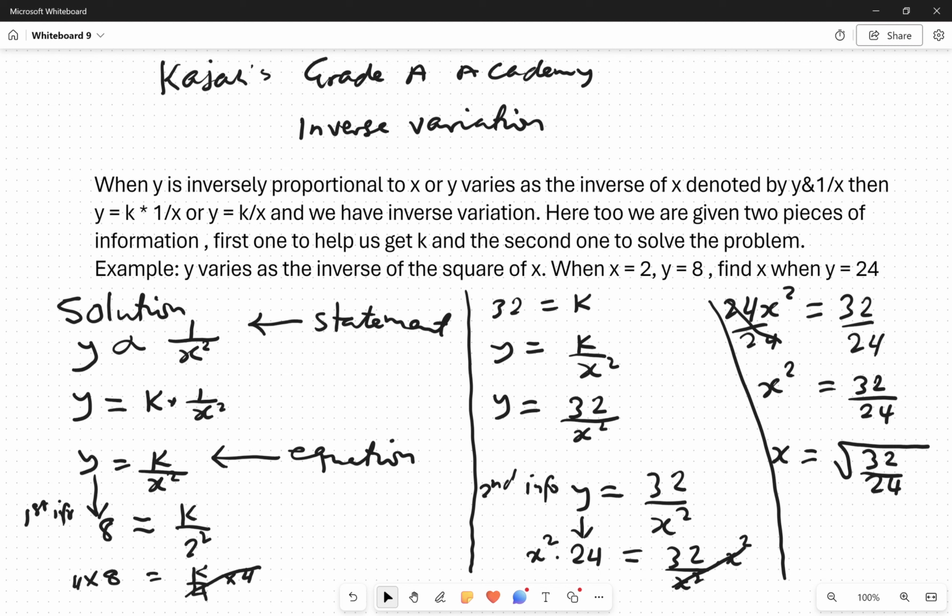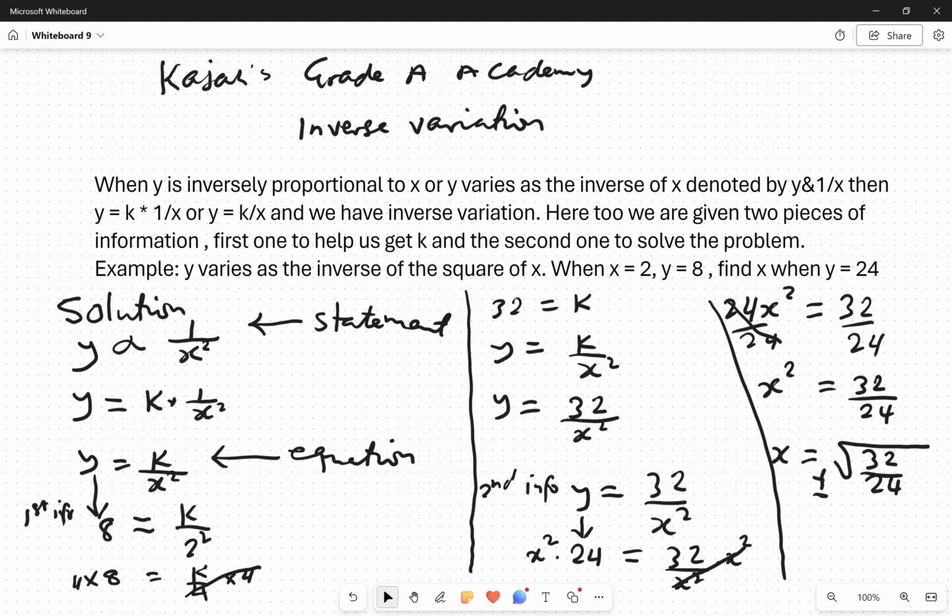Since the question did not specify, we'll leave it like that. But it could be positive or negative. So you can put your x value is plus or minus square root of 32 over 24. You can simplify this if you know how to manipulate with surds or radicals. If you don't, you can use a calculator to find your final answer.